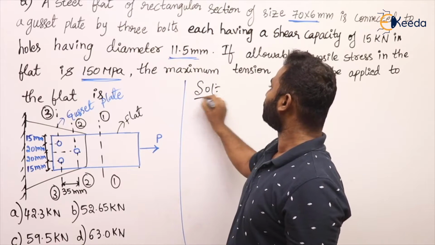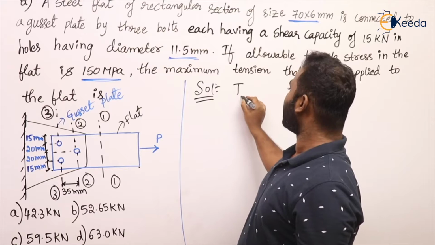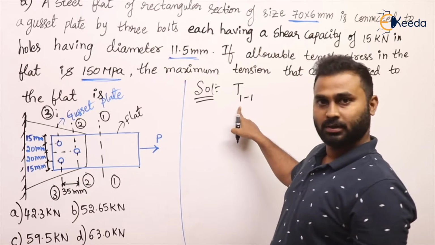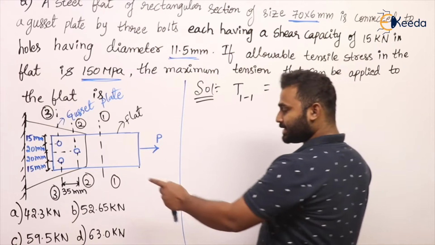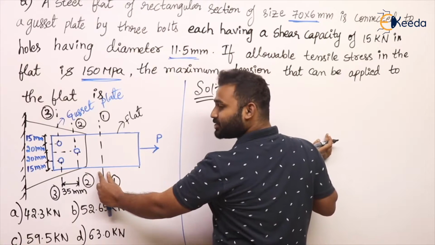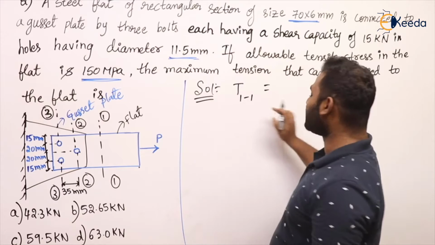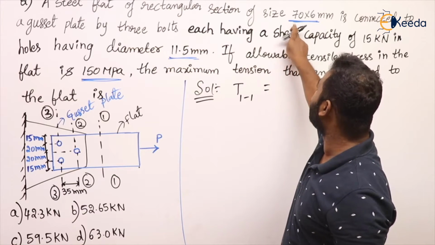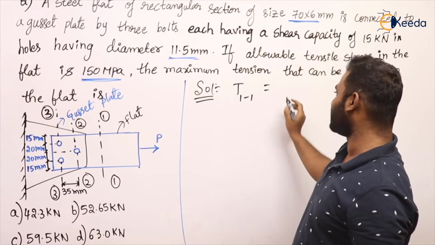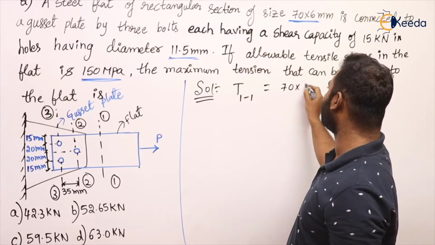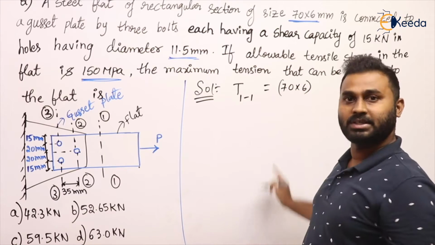Solution. Tension carrying capacity of this flat at 1. As discussed previously, at 1 the section is undisturbed. It means no holes are present, the section is intact. So what is the sectional area? That is width into thickness. It means 70 into 6. So this is the area.